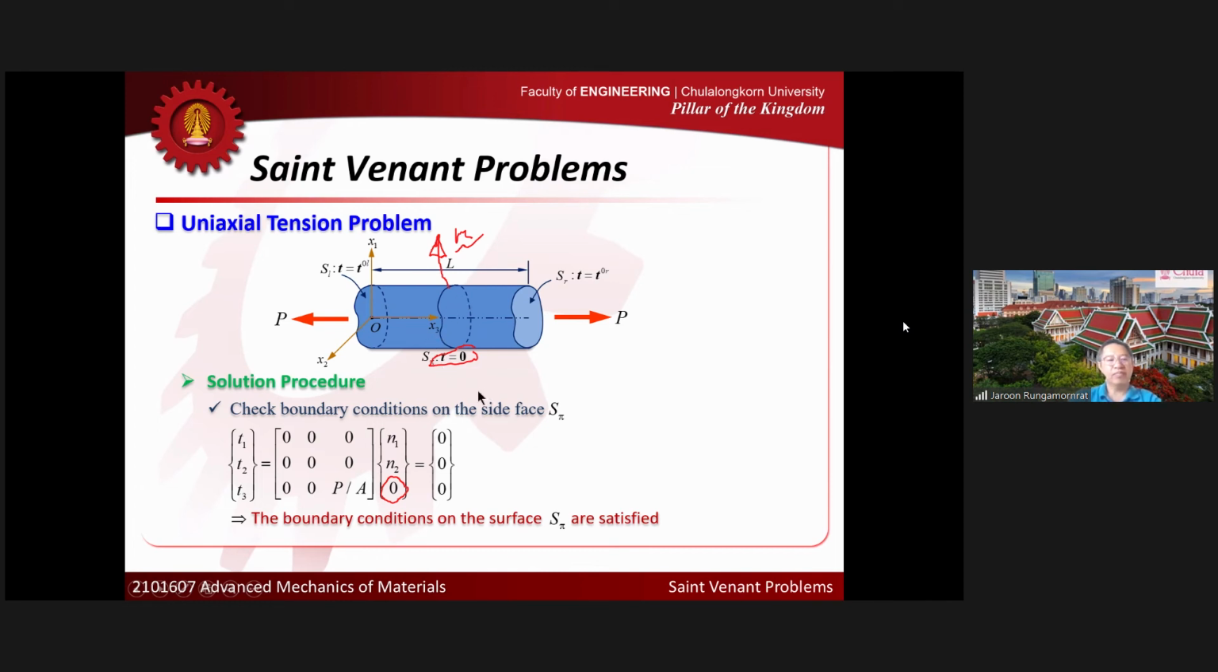Next time, I will come back and finish the rest of this problem. It still remains to confirm the condition at the left and at the right end. We need to confirm that the conditions at the left and at the right end are satisfied. And I will show you next time that at the left and at the right end, I will not force the traction to be satisfied anymore. I will force the net forces and moments to be satisfied instead. Okay, I will stop here.